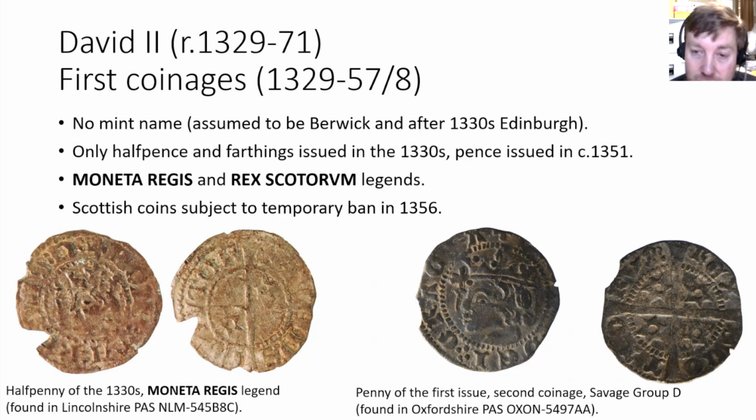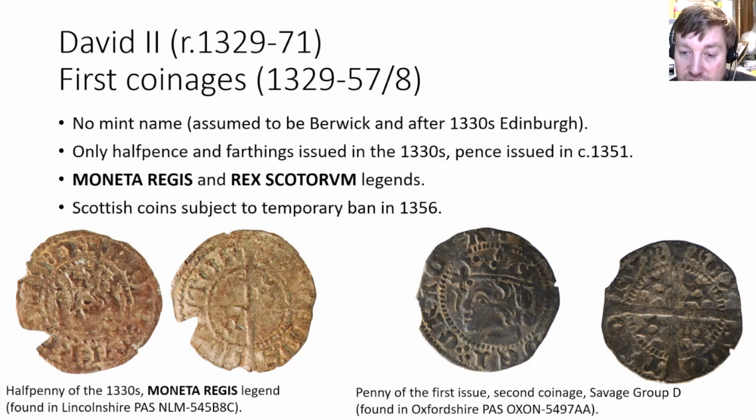And in roughly about 1351, perhaps after a parliament in Dundee, while David was a captive in England after his capture at the Battle of Neville's Cross in 1346, the Scottish regents, Robert Stuart and the government, issued this second issue of coins. And this second issue consisted of pence and probably a very small number of halfpence and farthings.